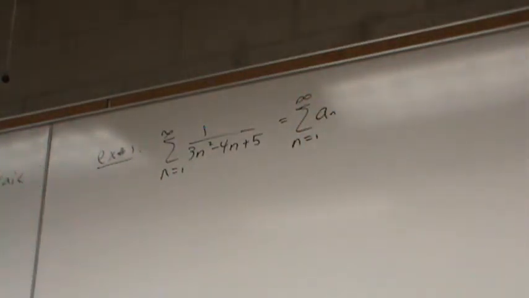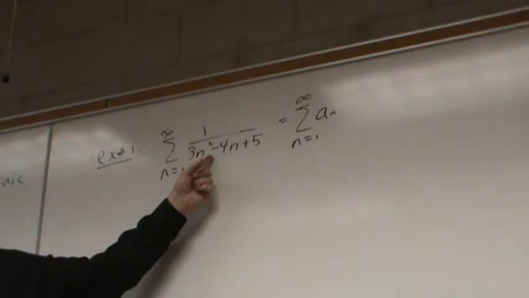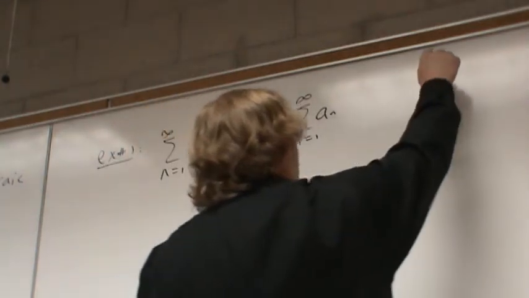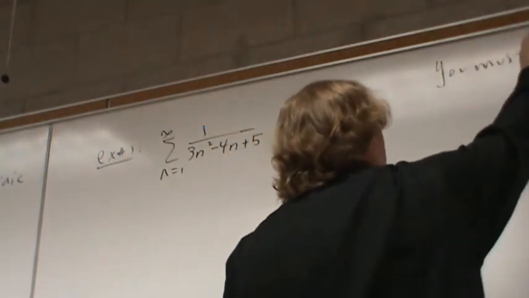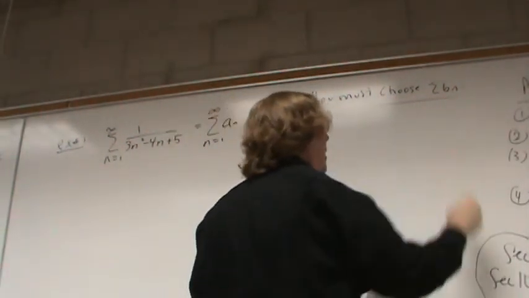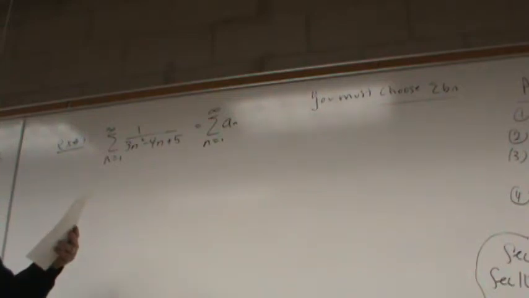Now, just like with the direct comparison test, the only hard part about this process is you've got to choose a B sub n. You've got to choose a series to compare this to where you know whether B sub n converges or diverges. So in that respect, it's just like the direct comparison test. I've got to choose a B sub n that I think is very similar to this, and I know whether B sub n converges or diverges. So you must choose the sum of B sub n. How do you make that choice? Well, I'll tell you.